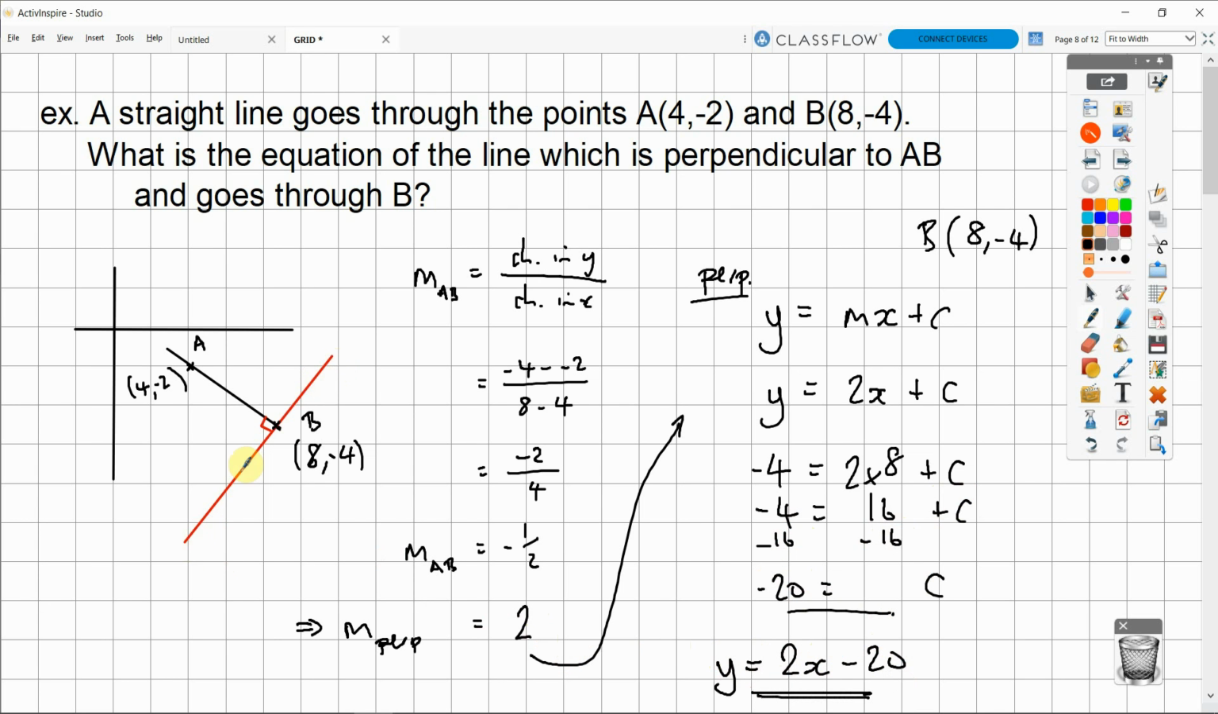And you remember I said it had a positive gradient, and I said that the y-intercept was going to be really quite negative, and that's what turns up here. These are skills that you've got to master.